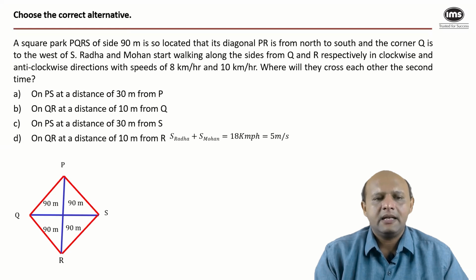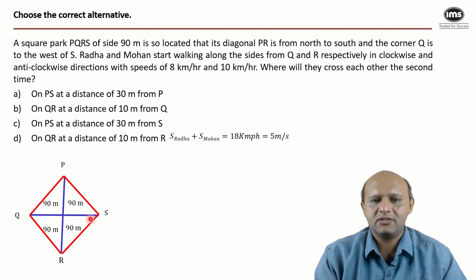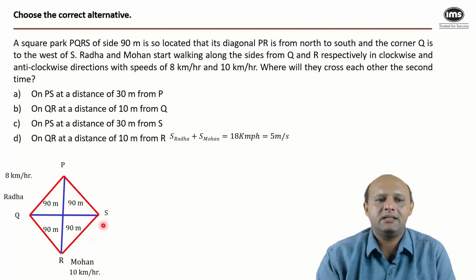Okay, let us just first look at the diagram. So you've got P to R from north to south, right? And Q is to the west of S. So this is S and this is Q. So where are they starting from? Mohan is at R and Radha is at Q. Their speeds are 10 and 8 respectively.